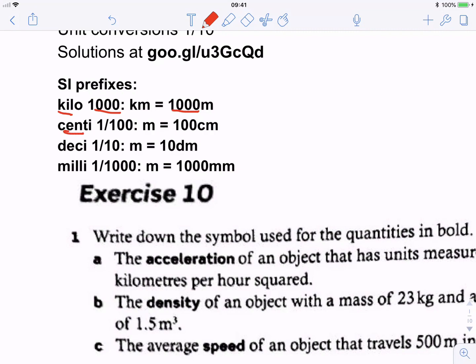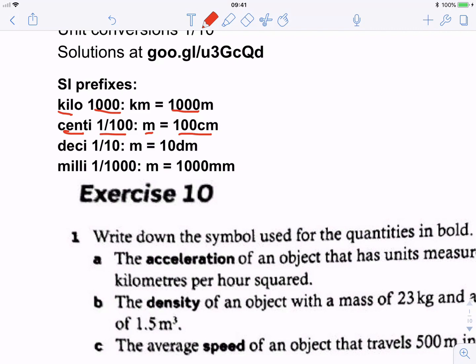Another one that's very popular is centi. And centi kind of means 100, but instead of meaning 100, it means 1 over 100. So actually, it's like 0.01 or like 1/100. It's smaller. Okay? So when you have 100 centimeters, that makes 1 meter. This is centimeters on the smaller one.